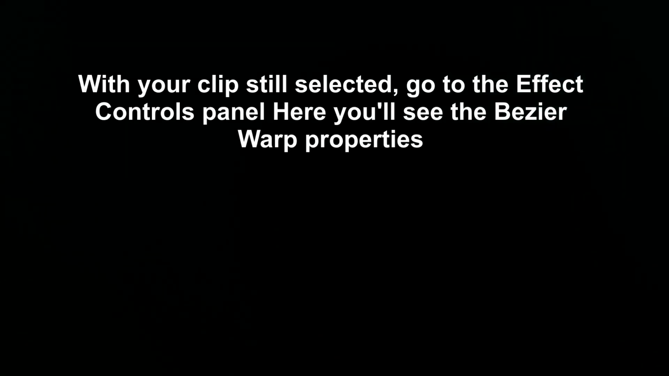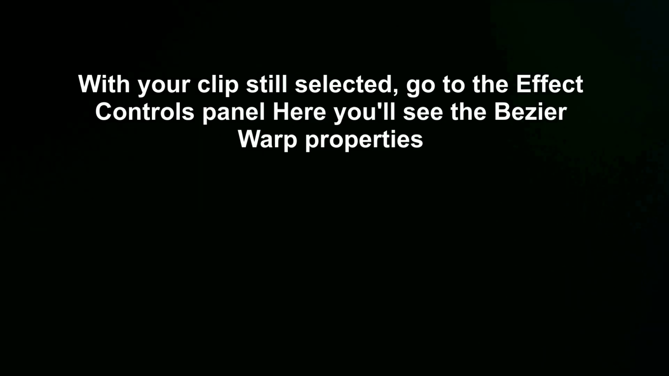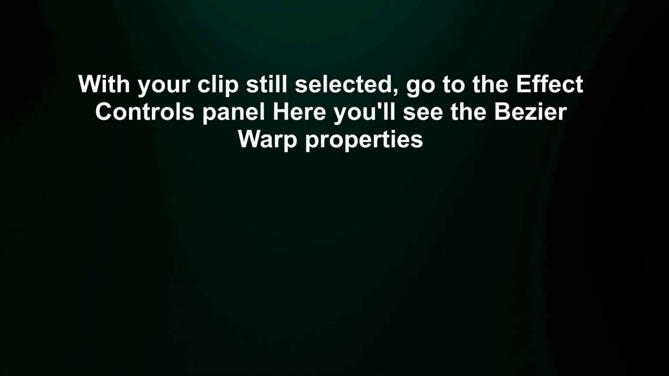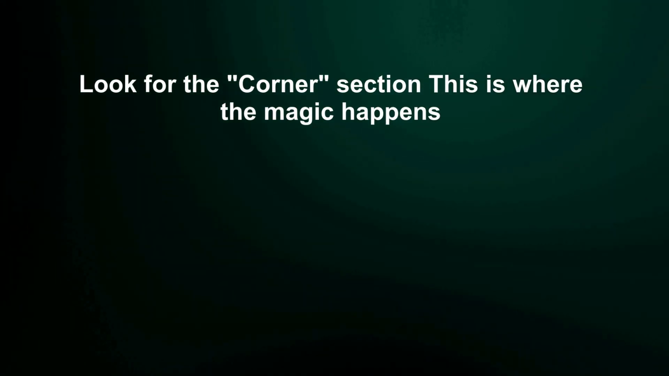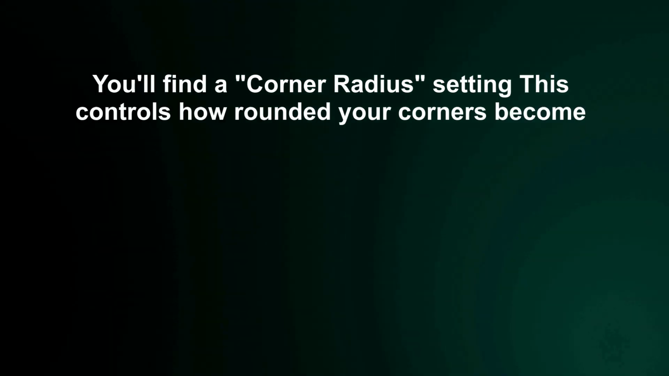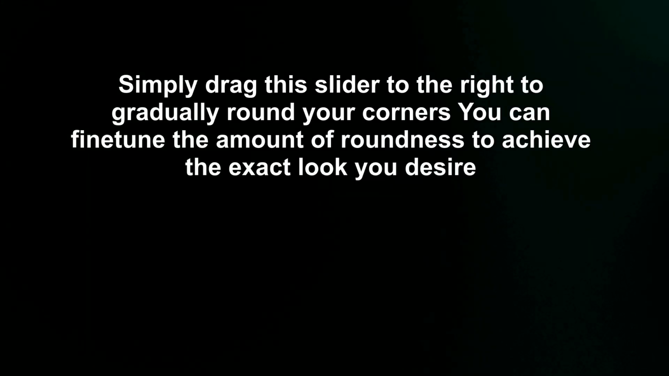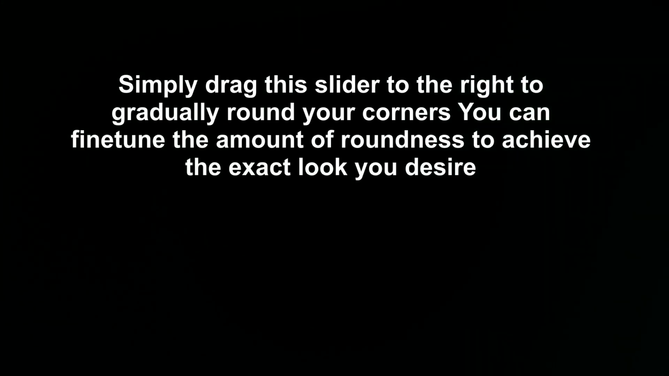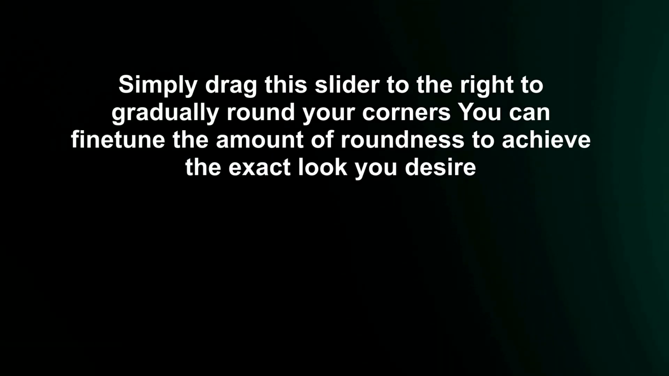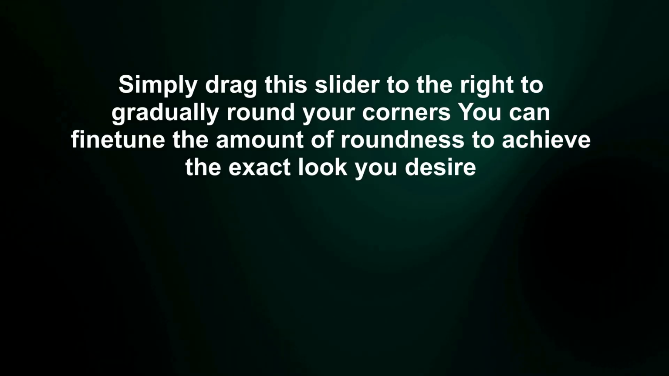With your clip still selected, go to the Effect Controls panel. Here you'll see the Bezier Warp properties. Look for the corner section. This is where the magic happens. You'll find a corner radius setting. This controls how rounded your corners become. Simply drag this slider to the right to gradually round your corners. You can fine-tune the amount of roundness to achieve the exact look you desire.